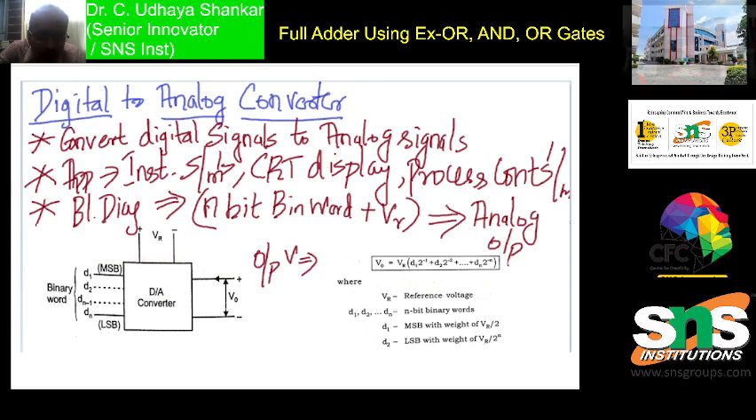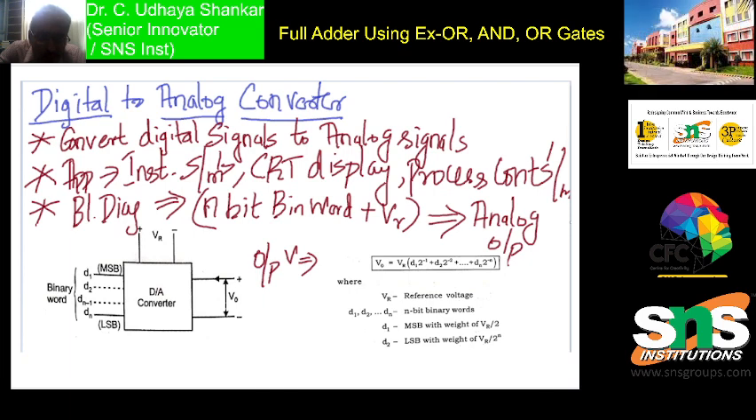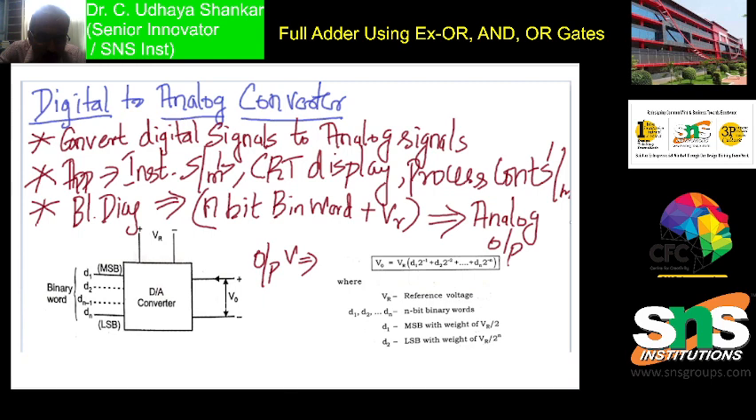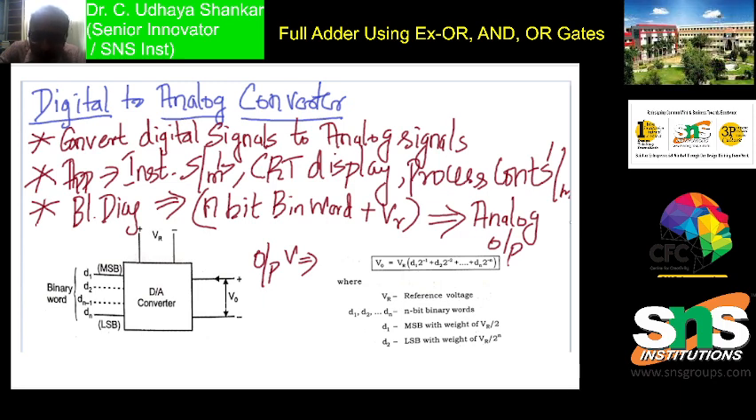In this video, we will be discussing the digital to analog converter, in short called DAC. So, what is the use of this digital to analog converter? It is used to convert digital signals to analog signals.